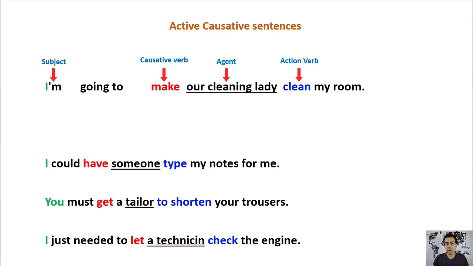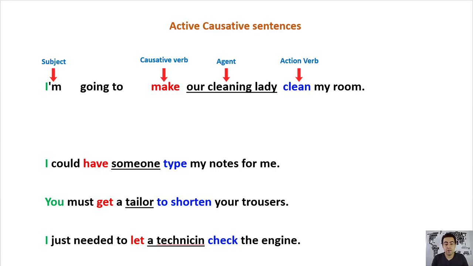The causative verbs are mainly make, have, get, and let. We have other verbs that fit into this structure, but they don't need any explanation because they're easy to understand. For example, "I want you to come," or "I asked her to help me," or "I allowed him to stay here." This is very commonplace. But mainly, when we talk about causative sentences, we are focusing on 4 verbs: make, have, get, and let.